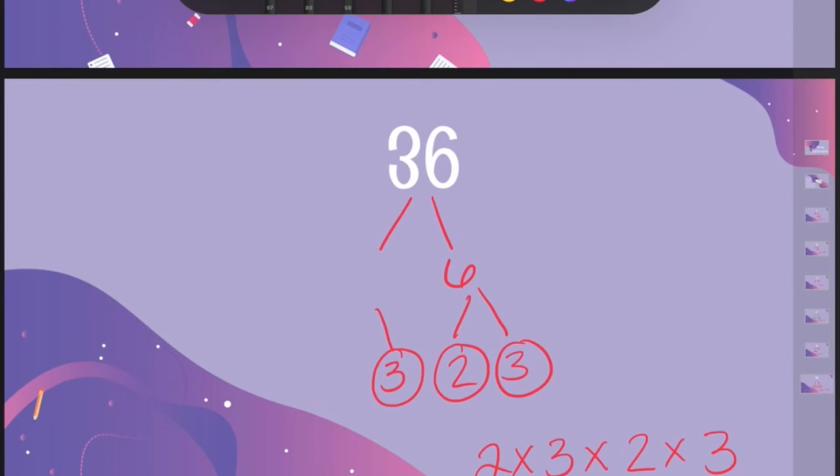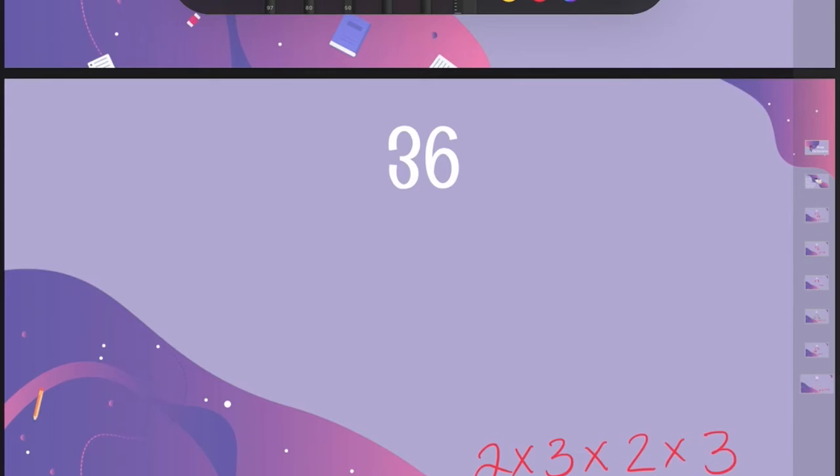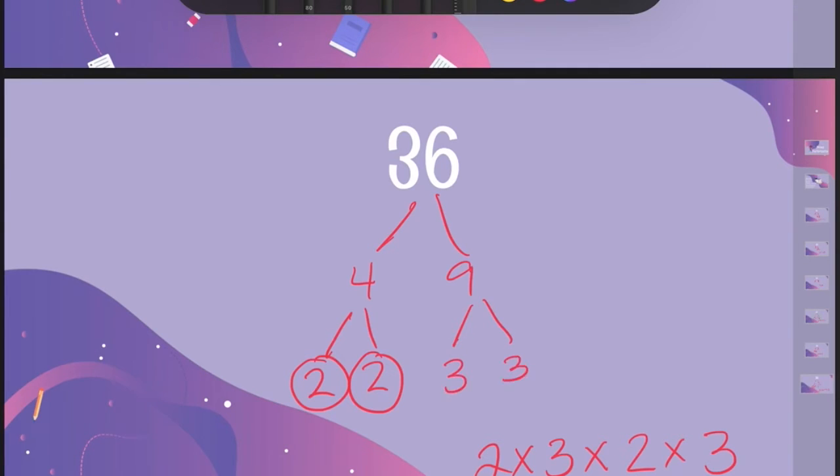If we were to do this another way, instead of doing 6 times 6, we could have done 4 times 9. Neither 4 nor 9 are prime numbers, right? So I have to split them up again. 4 is equal to 2 times 2. 2 is a prime number, so I stop there. 9 is equal to 3 times 3. 3 is a prime number, so I'm going to stop there.